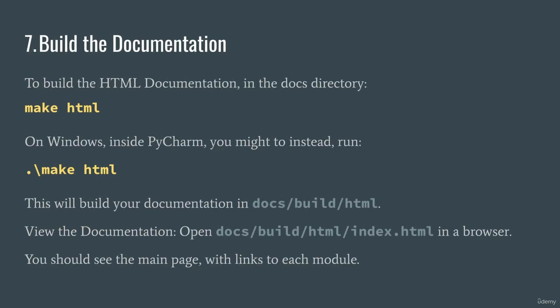Finally, it's time to build the HTML documentation. In the docs directory, run the make command. On Windows, if you're using PyCharm, you might need to use the second version, which is slightly different. Either way, this command compiles your documentation and places the HTML files in the build HTML folder. To view the documentation, open the index.html file in a browser. You should now see the main page with links to each module in your project.